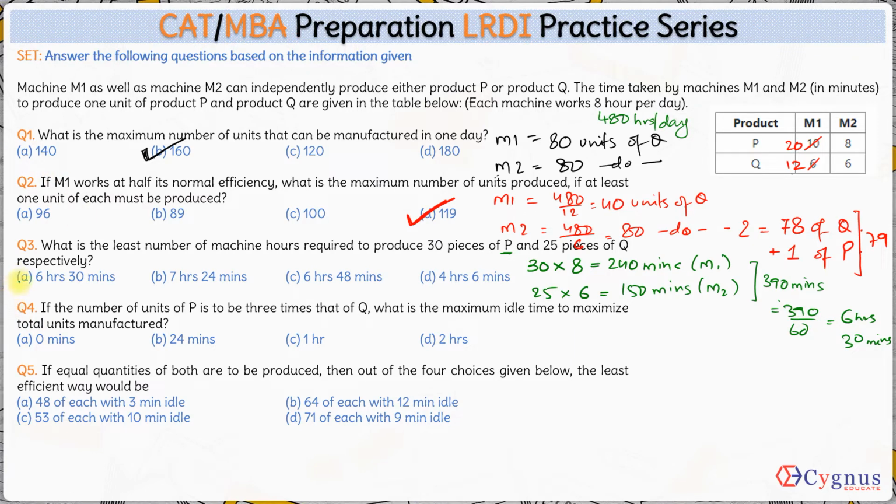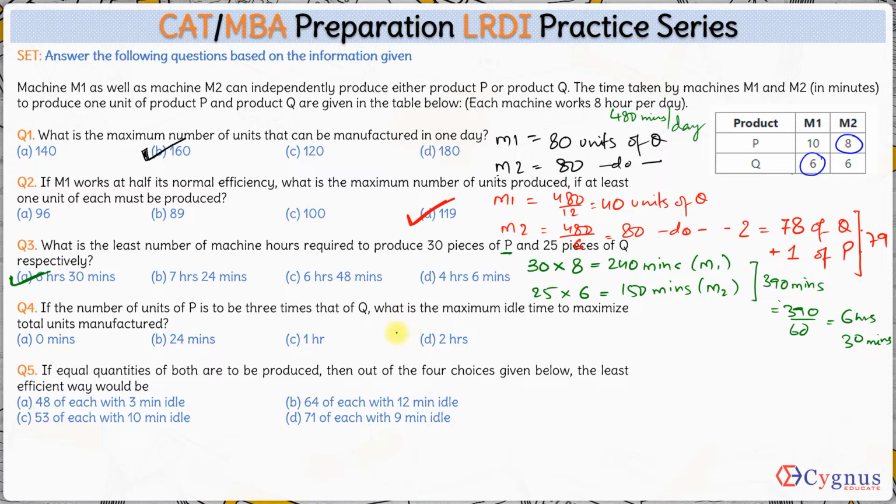So the answer here is option A. One machine is working for 240 minutes, the other would be working for 150 minutes. Hence the total minimum machine hours is 6 hours 30 minutes here. Fine. Let's look at the next question, question 4.